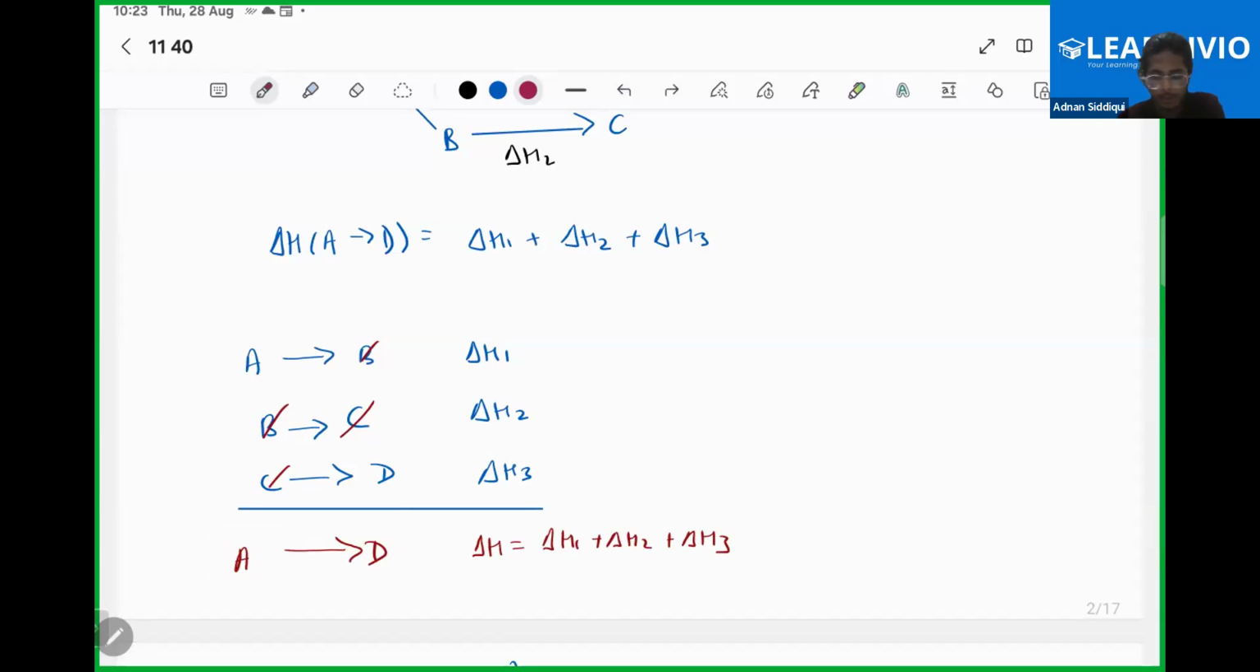For A to D, what I know is that it is delta H, and the delta H is nothing but delta H1, delta H2, and delta H3. Is it clear? This is your Hess law.